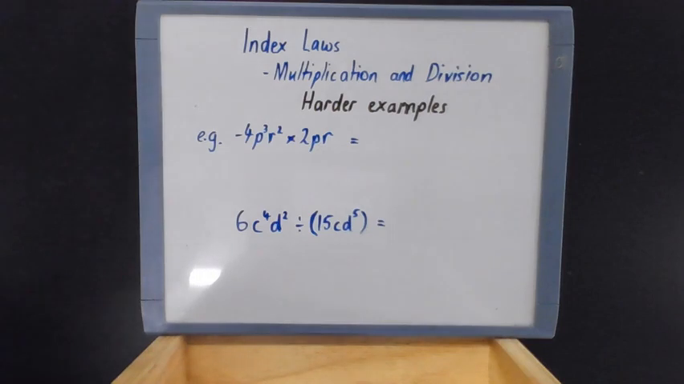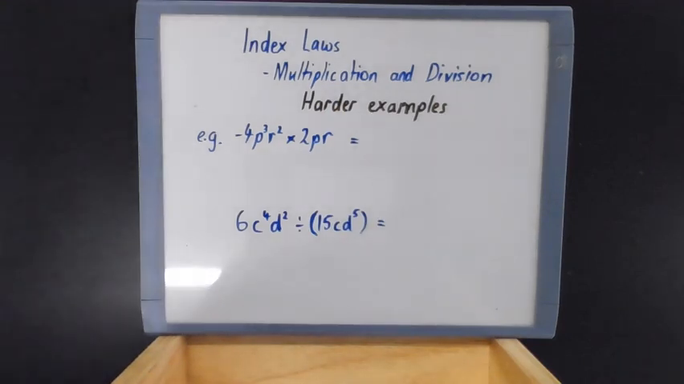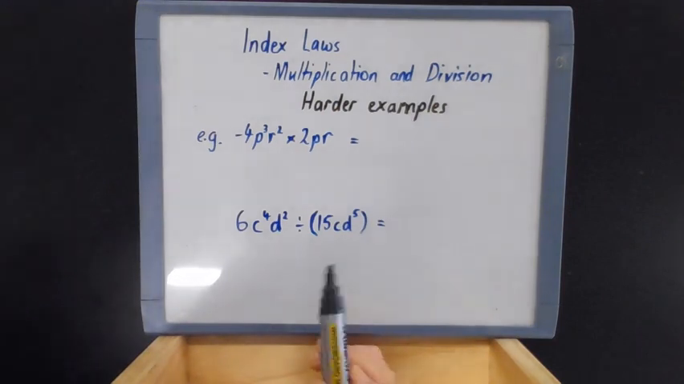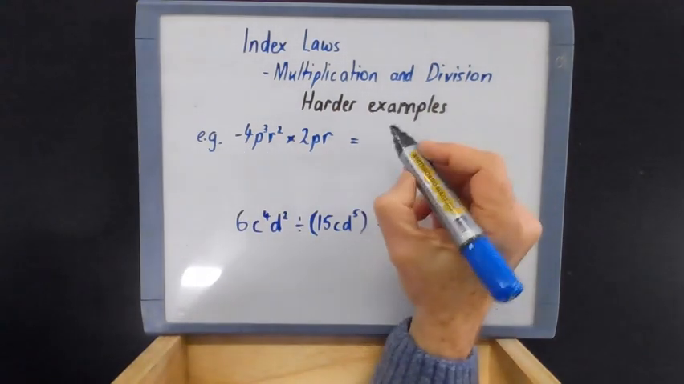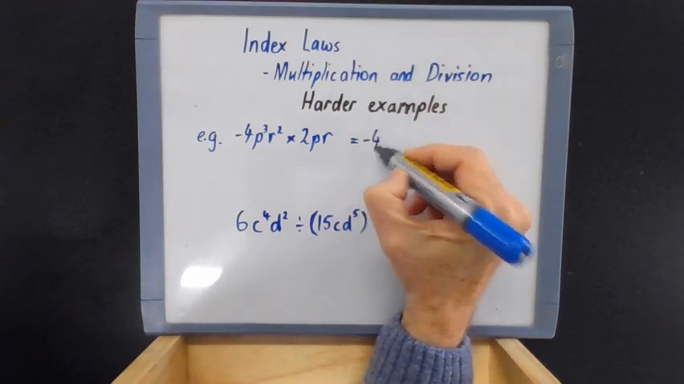Index laws, multiplication and division, some harder examples. They're really mostly just harder because they've got combinations of pronumerals and numbers. So when we multiply, we can write each of these in expanded form.